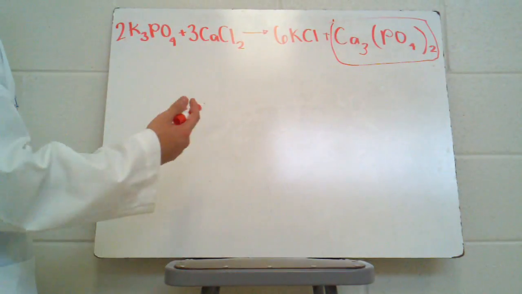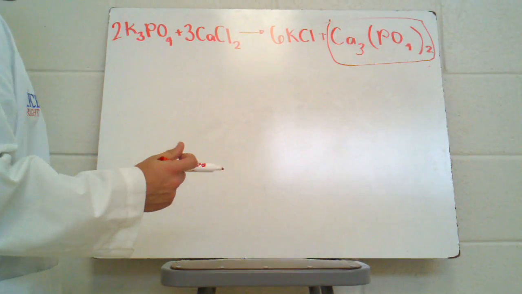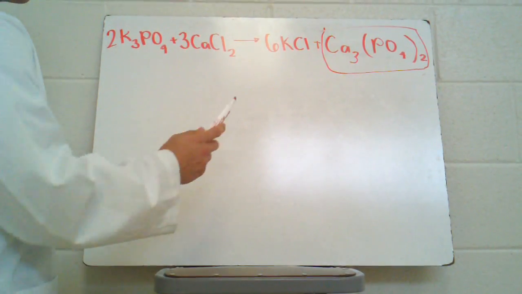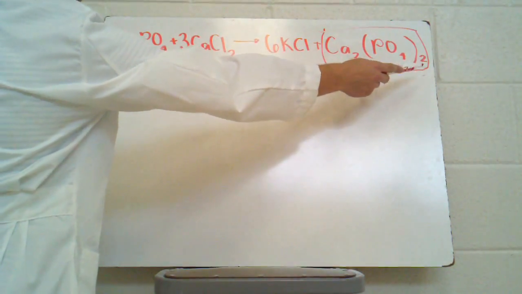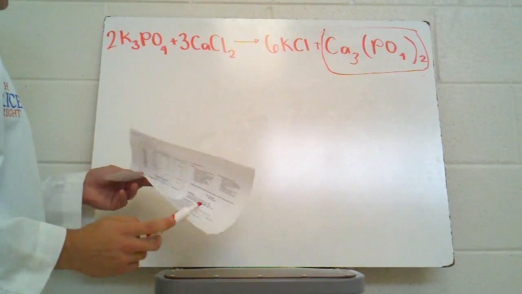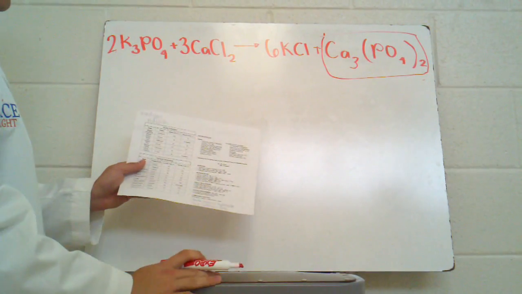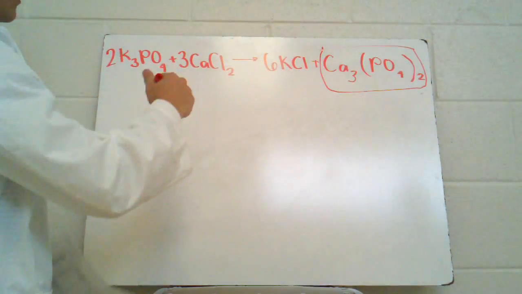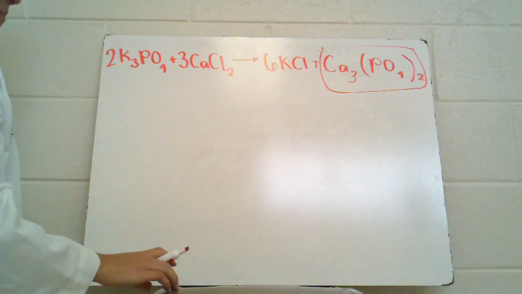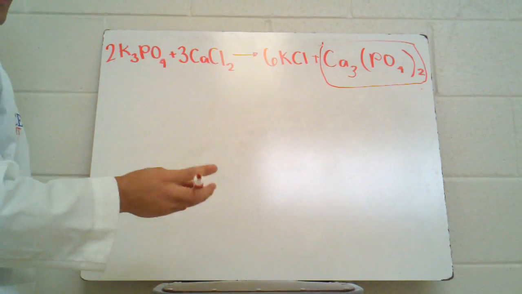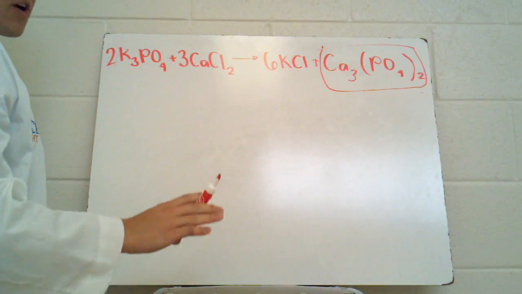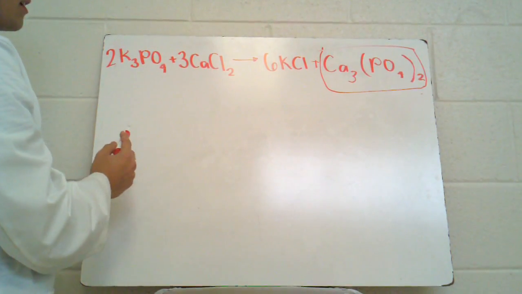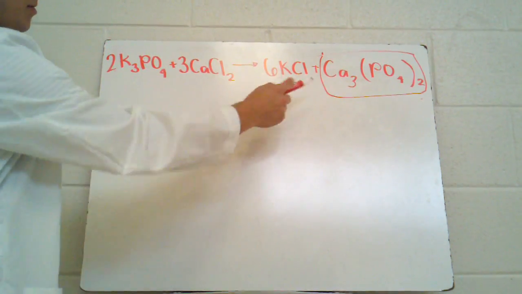Alright. Now we are going to learn how to write a net ionic equation. We've already figured out that the precipitate in this equation is Ca3PO4 because we looked at our sheet and followed the guidelines and found out that this is the insoluble portion of the solution. Alright, what we're going to do in a net ionic equation is we're going to remove all the spectators from the equation and only put in the cation and anion that form the precipitate.